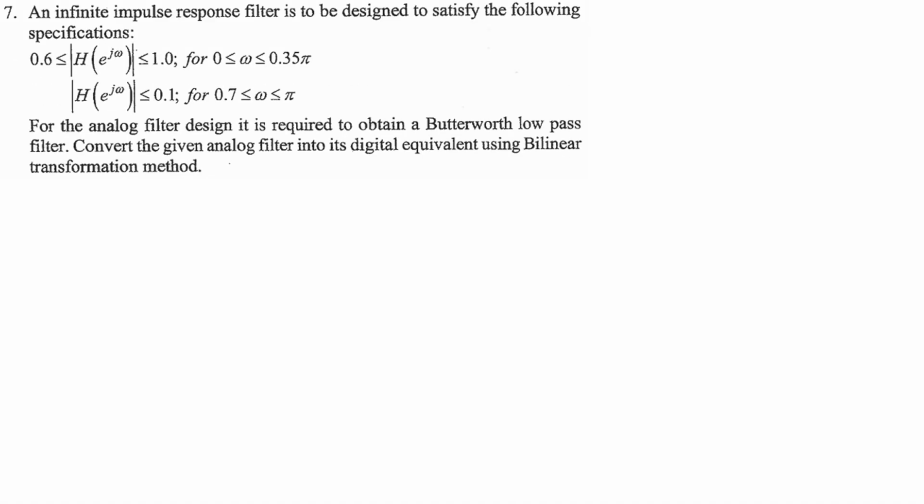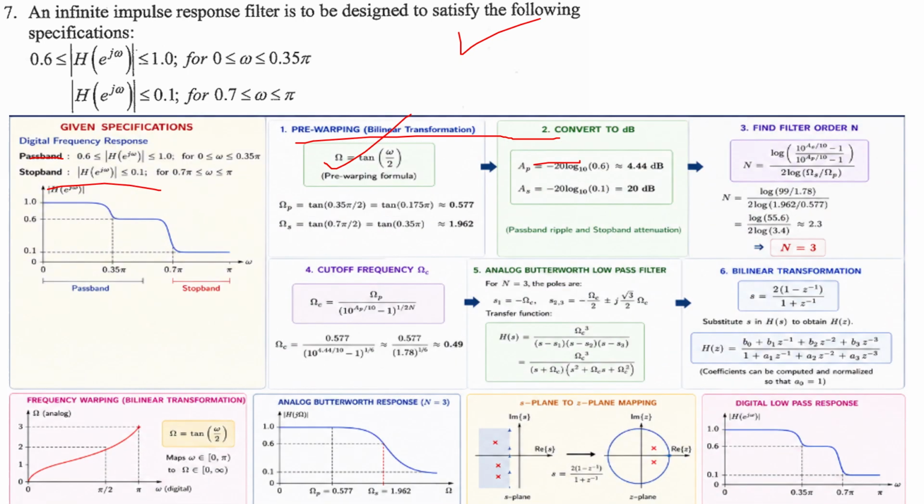Okay, so the next question is related to your infinite impulse response, IIR, filter design. You have to design the IIR filter from an analog filter, designed as a Butterworth low pass filter, right? So here you have to design the Butterworth low pass filter, and then convert the analog filter into digital using the bilinear transformation. So for the bilinear transformation, you have to remember one equation whenever it comes.